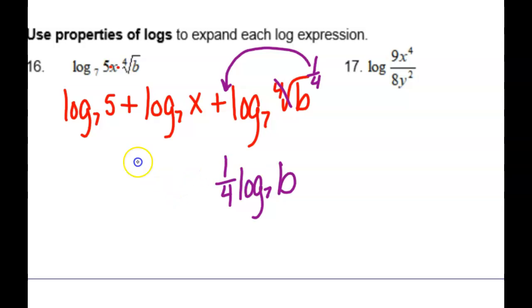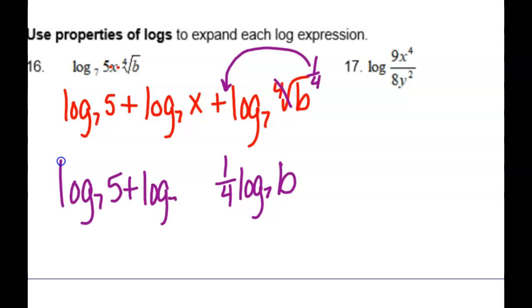Anything else we need to move, though? I think these are good the way they are, aren't they? Log base 7 of 5 plus log base 7 of x. And everything was multiply. We just had to move that fourth root as a 1/4 and move it out front.